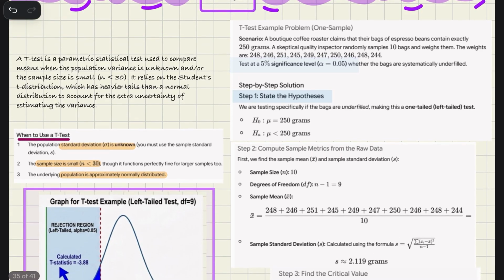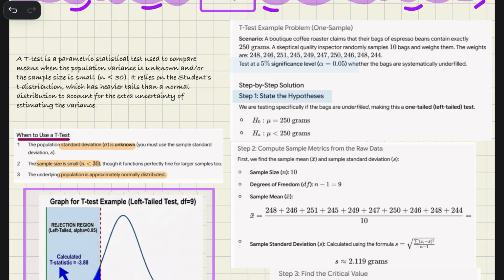A t-test is also a parametric statistical test used to compare means, but it operates under a different probability distribution, known as the Student's t distribution. Here is a quick bit of trivia that examiners love. It's called the Student's t distribution because it was developed by a chemist named William Sealy Gosset, who worked for the Guinness Brewery.